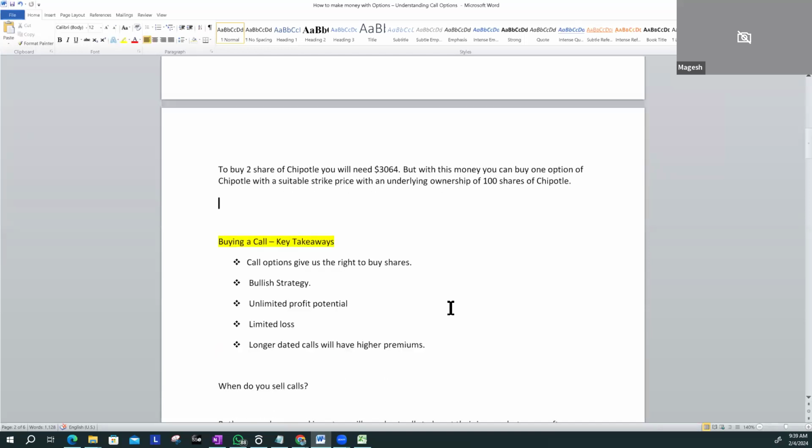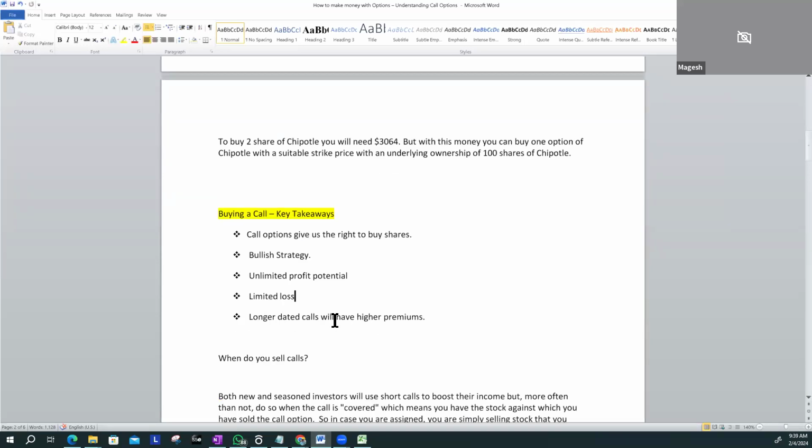So buying a call, key takeaways: call option gives us a right to buy shares. It's a bullish strategy. Unlimited profit potential, yeah, if it goes up. Imagine somebody bought a call on Meta. Wow, would have made a lot of money. Limited loss, but again, who knows, right? Limited loss because you know the risk that you are putting in the call option. And longer dated calls will have higher premiums.